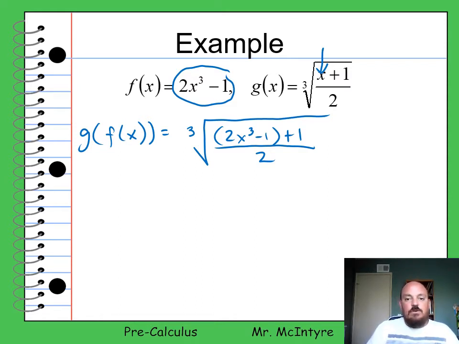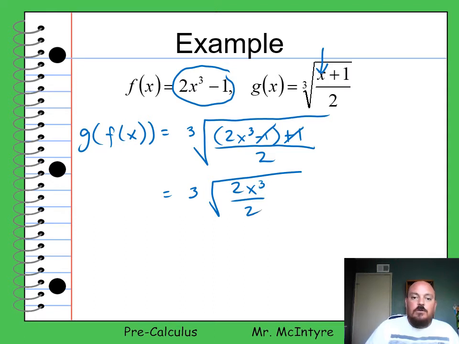So right here, I'm going to focus on the numerator. I have 2x cubed minus 1 and plus 1. The minus 1 and the plus 1 will cancel there. So I have the cube root of 2x cubed over 2, and then those 2's cancel. I have a fraction where I'm multiplying by 2 and dividing by 2. Now what's left over is the cube root of x cubed, and those cancel also and you get x.